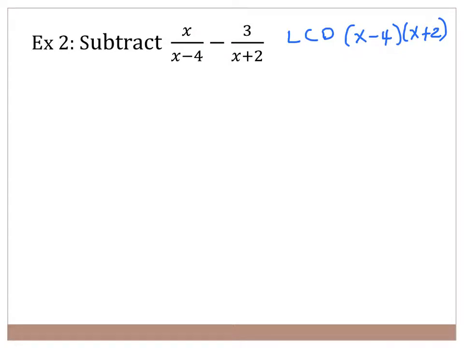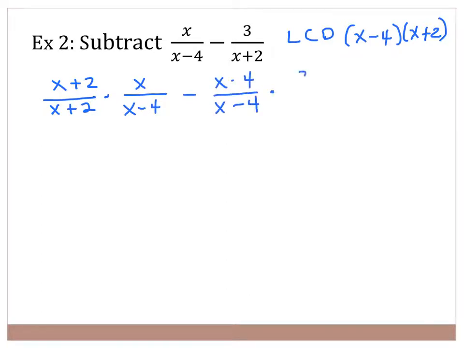So what the first fraction is missing is x plus 2. So we'll say x plus 2 over x plus 2, and then x over x minus 4. The second fraction is missing x minus 4. So we're going to go x minus 4 over x minus 4 times 3 over x plus 2. Now I'm going to go ahead and combine these. One denominator, the denominator is now common.